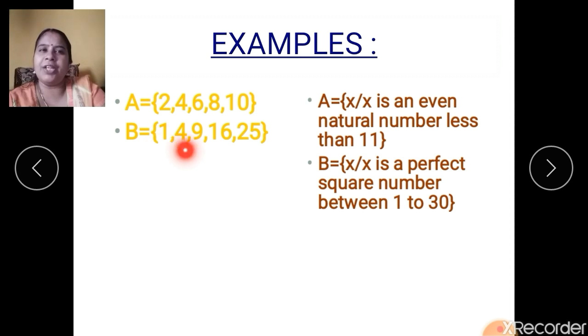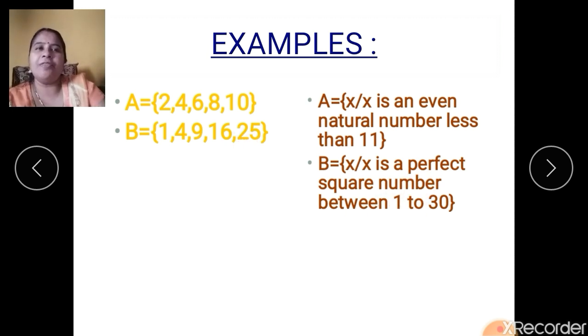Now we will define this property. What is it? These are perfect square numbers. So how to write? Is. It is always defined as is. Never write are here. This is an arbitrary one element. Okay. Don't write here x are a perfect squares. That is totally wrong. We are defining only one element like this. Is a perfect square between 1 to 30.